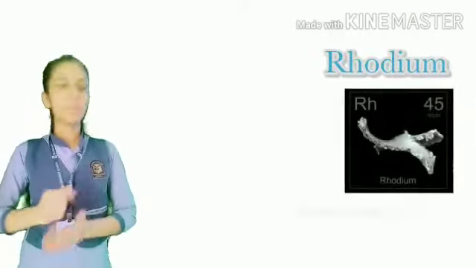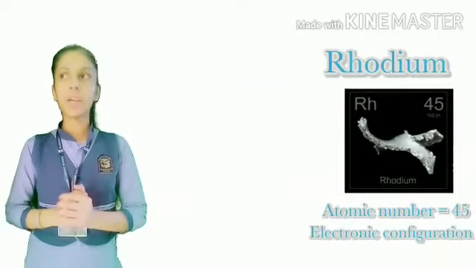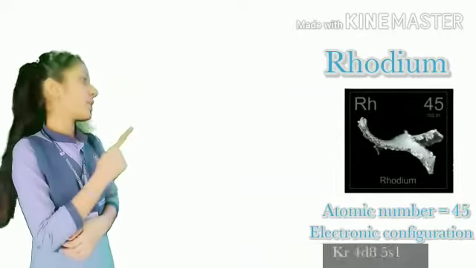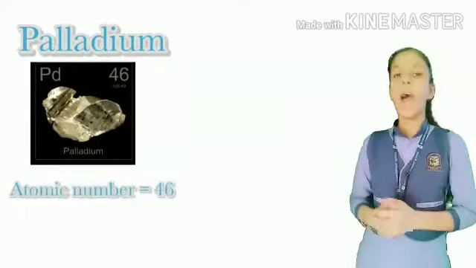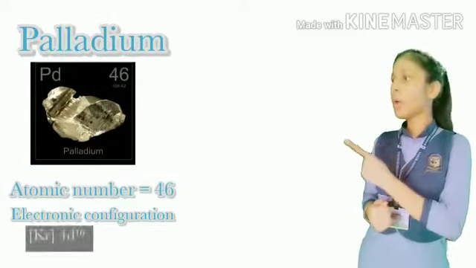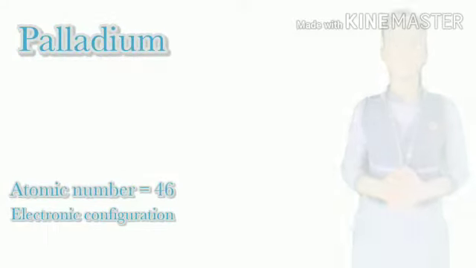The seventh element is rhodium. Its atomic number is 45 and its electronic configuration is krypton 4d8 5s1. The eighth element is palladium. Its atomic number is 46 and its electronic configuration is krypton 4d10 5s0.